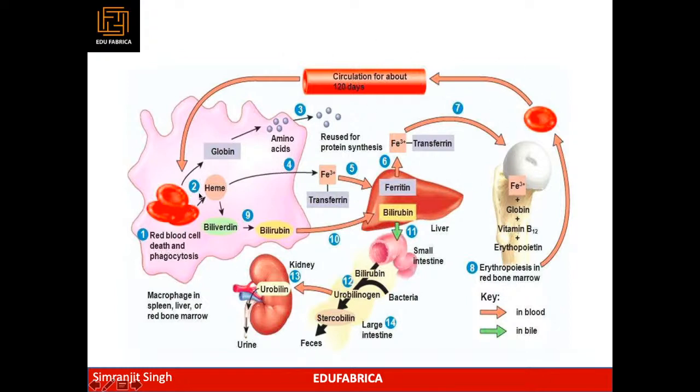So 1, 2, 3, 4, 5, 6, 7, then 8. And this red arrow is showing that everything is happening in the blood.